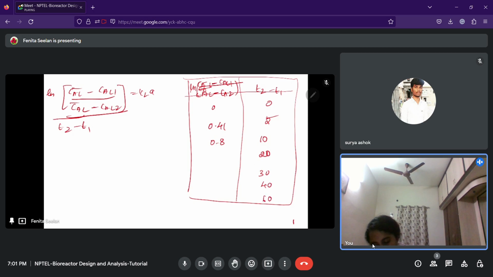I have filled the t values. Fill the y-axis value, which is ln of (C bar minus CL1) divided by (C bar minus CL2). Calculate those and fill this in, and then we will see how we can plot the graph. By looking at the axes only, we will be able to see. So this will be your T2 minus T1, and this will be your ln of CL.